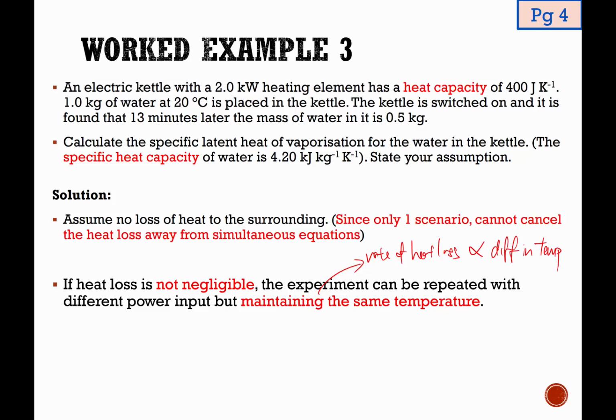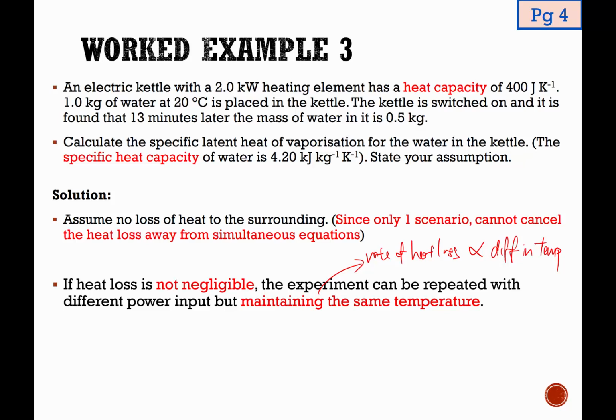The difference in temperature between the surrounding and the object itself. So let's say there's a greater difference in temperature, say the object is 100 degrees Celsius versus a temperature of 20, so there's a difference in temperature of 80 degrees Celsius, the rate of heat loss will be high. But if the object is at only 30 degrees Celsius, and there's only a 10 degrees Celsius difference in temperature with the environment, the rate of heat loss in this case will be significantly lower.